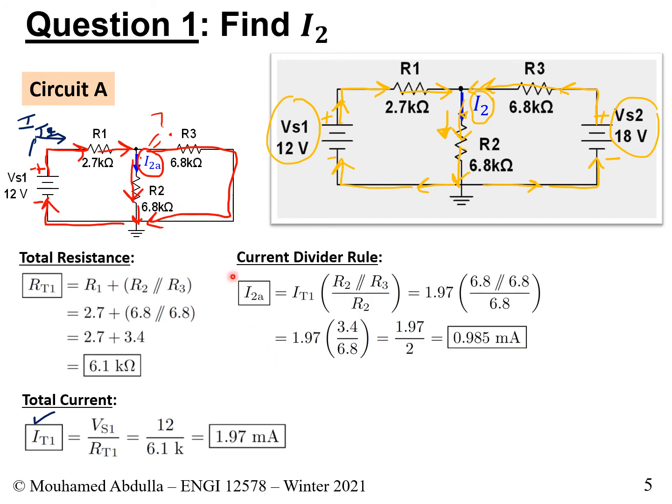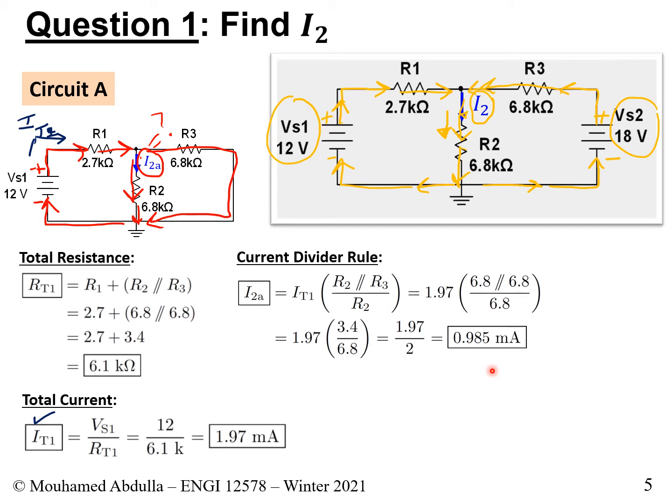So in order to find I2A, we just use IT1, which is our 1.97 that we got, and we find the total resistance of these two, R2 and R3. Putting them together, so R2 in parallel with R3, and in the bottom we put R2. Plug in the value, so 6.8 in parallel with 6.8 divided by 6.8. And that gives us 1.97 times 3.4, because it's simply half, divided by 6.8. That's only 2. And we determined that I2A is 0.985 milliamps.